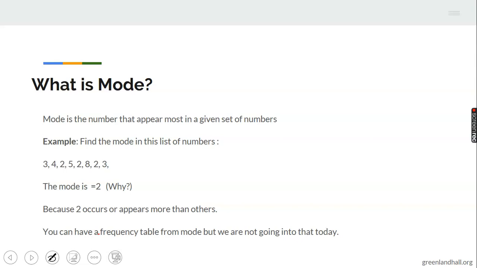But in some cases, if we have a lot of numbers and they are confusing, you can arrange it. By the time you arrange it, you can count, and then you know the one that appears most. So we have an example here. Find the mode of the list of numbers. We have this list of numbers here: 3, 4, 2, 5, 2, 8, 2, 3.